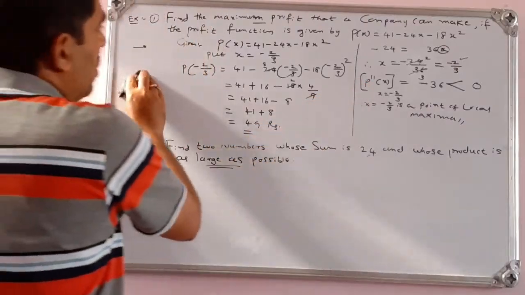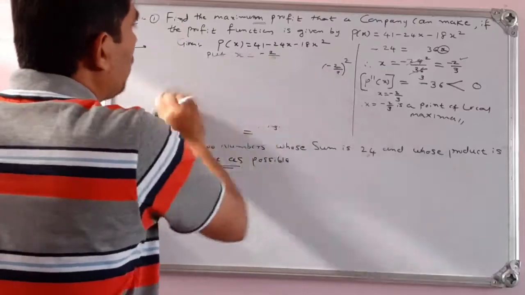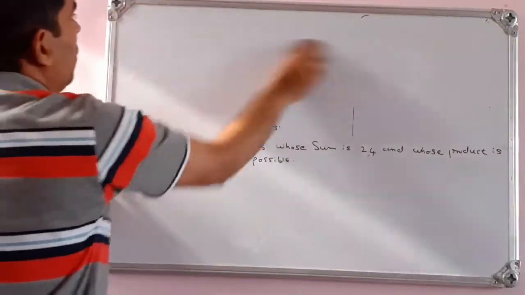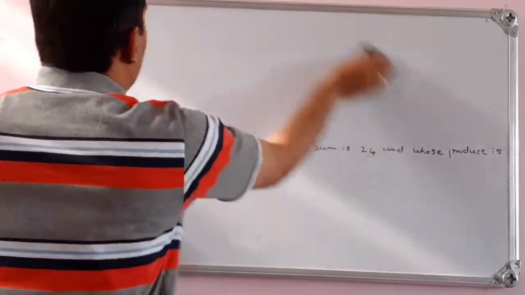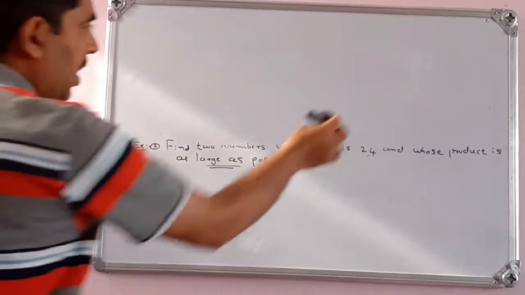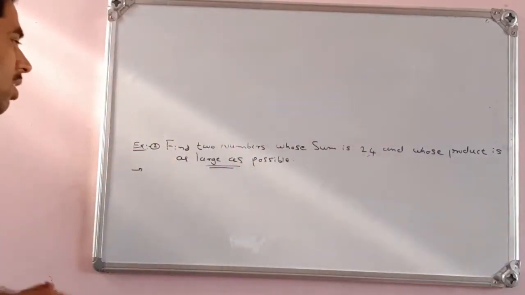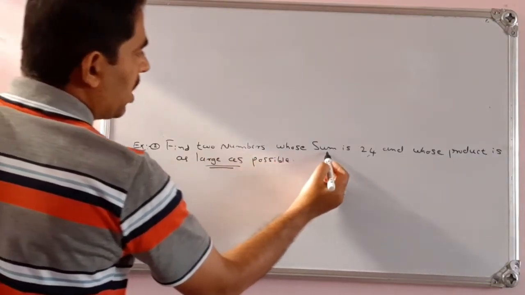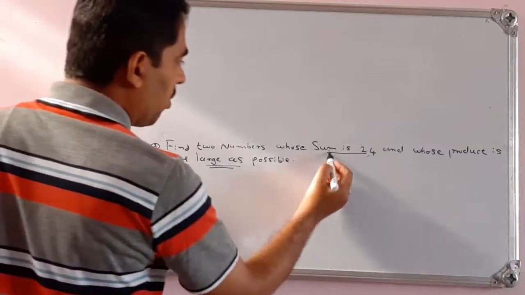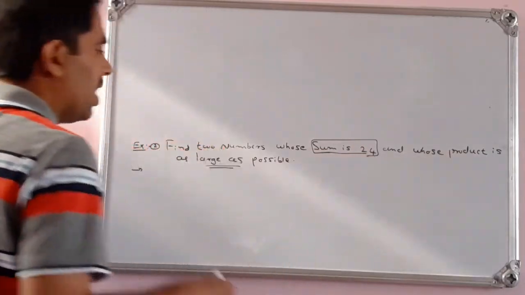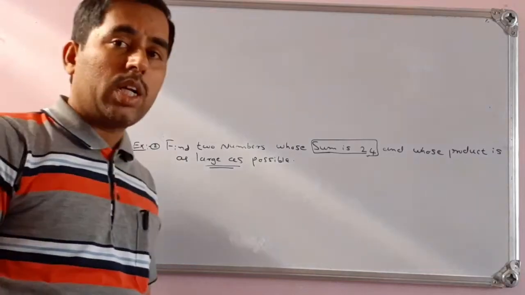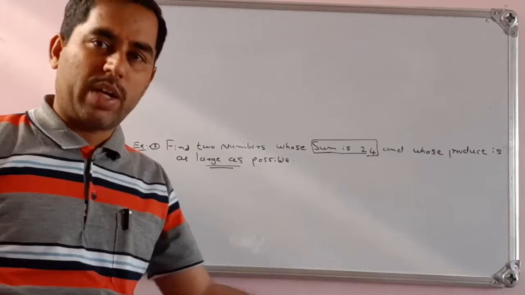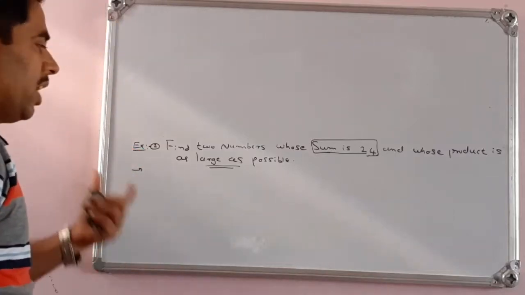Okay, let us consider this second one. What is the second problem? So let's take the second problem here. See, second example. Find two numbers, observe the statement. Find two numbers whose sum is 24 and whose product is as large as possible. We don't know the numbers, so we can assume that the numbers may be x and y. First number is x, second number is y. Let the given numbers be x and y.